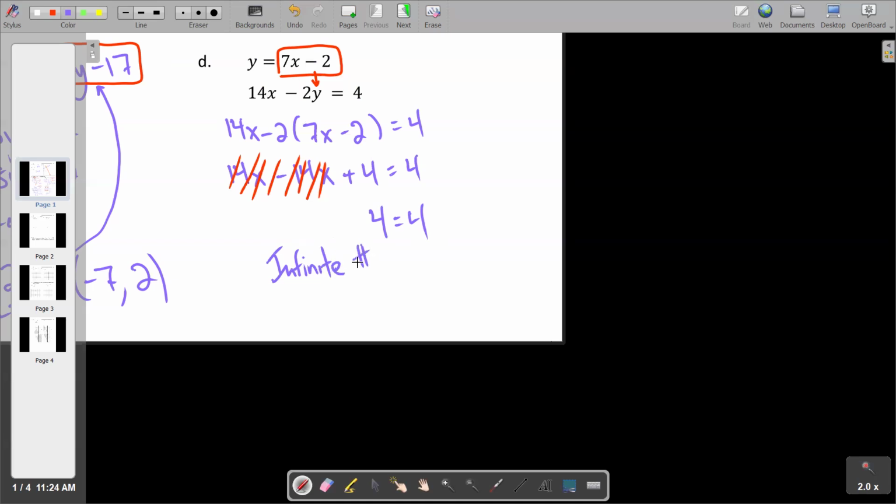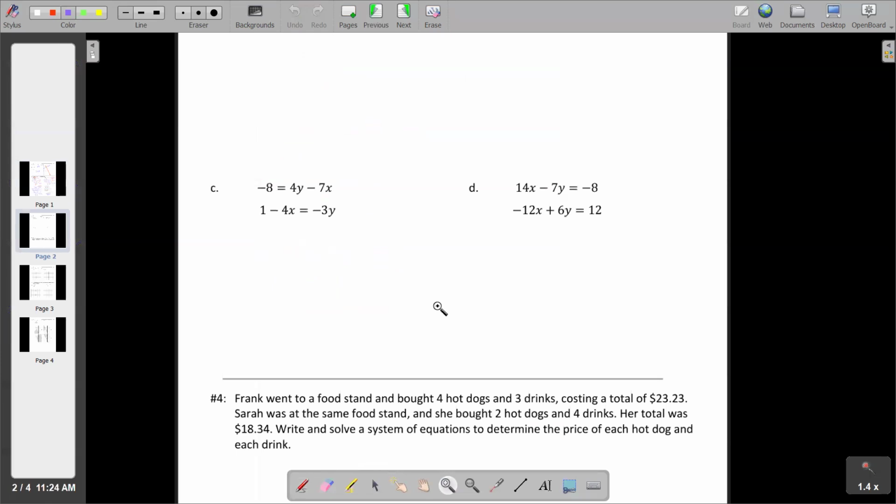The way I wrote it on my answer key, I'm just trying to play like copycat here, I wrote infinite number of solutions. You can just write infinite solutions if you want. Remember, what this really essentially means is that they're the same line. We just have the same equation given to us twice. And of course there's infinite solutions because, well, they're identical. So page 2, let's have a gander.